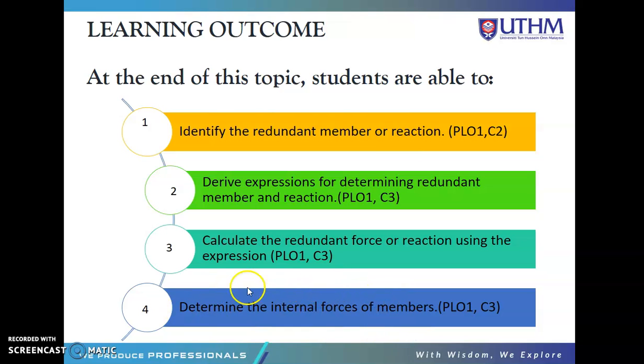What we can see as the similarity is that we still want to find, at the end of the problem, the internal forces of the members. Basically the objective is the same. In every chapter, we want to find the internal forces of the members.